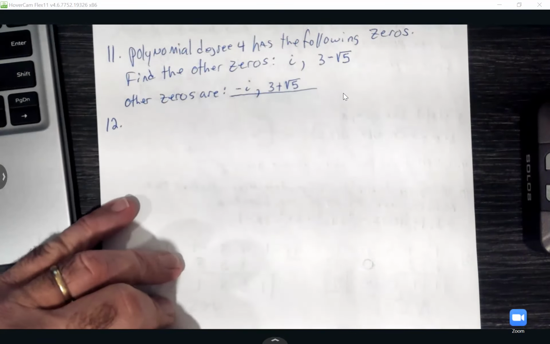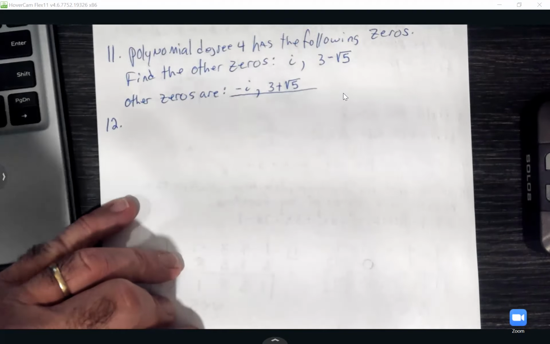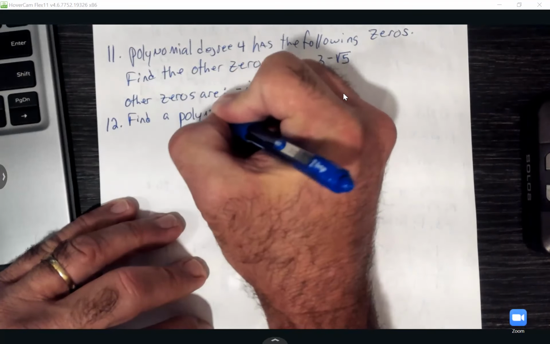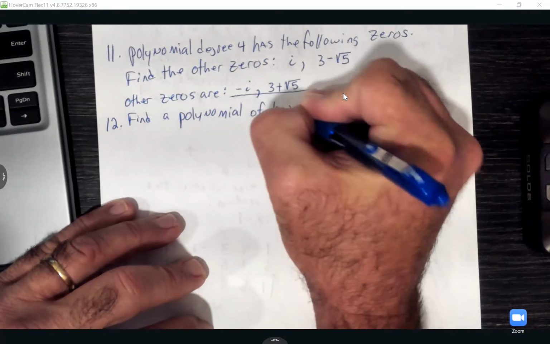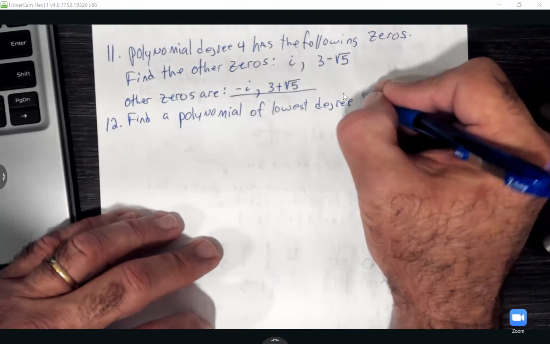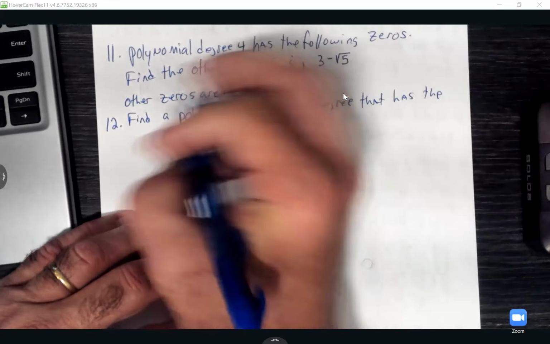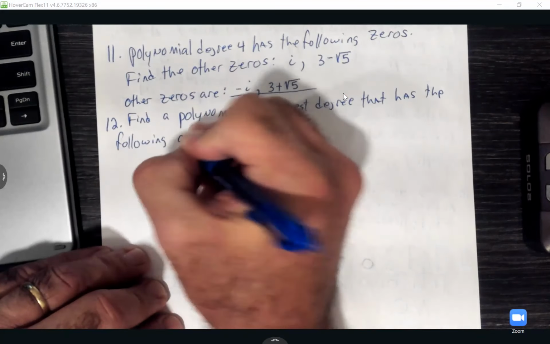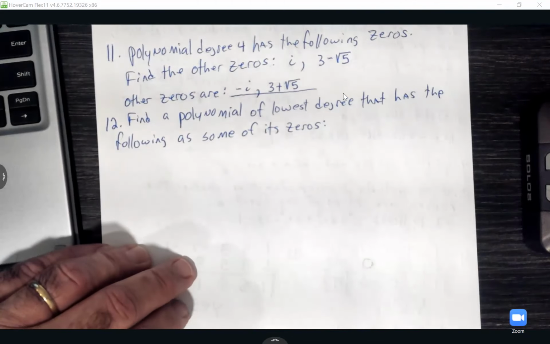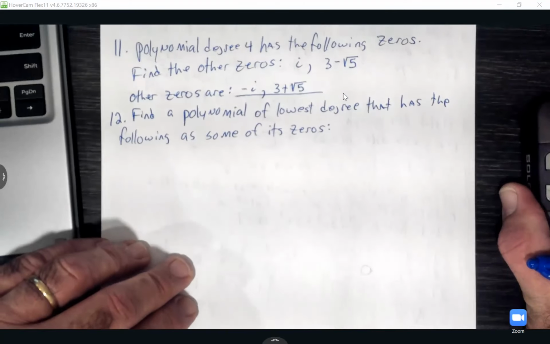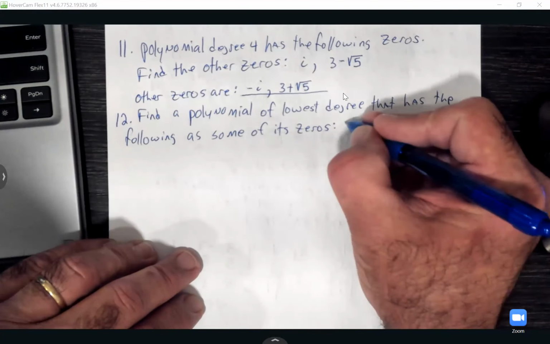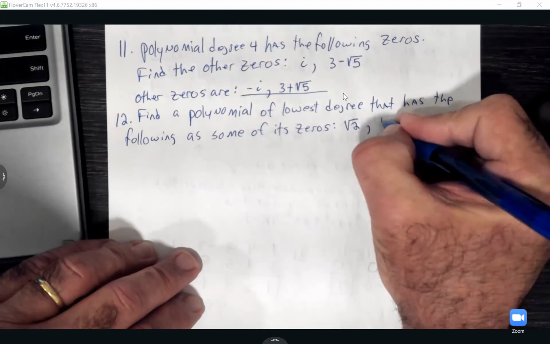Now, 12. You've been missing your foiling. So number 12, we're going to get to do a little foiling. We're going to find a polynomial of lowest degree that has the following as its zeros. So this is the one where we got to do a lot of foiling. So let's see. The zeros they're giving me are square root of 2 and 4i.